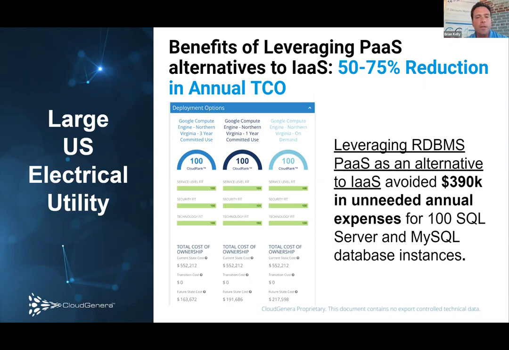And again, not all databases are going to be a fit for platform as a service, but the point is with better cost planning, you can identify platform as a service. You could identify a bring your own license opportunity.